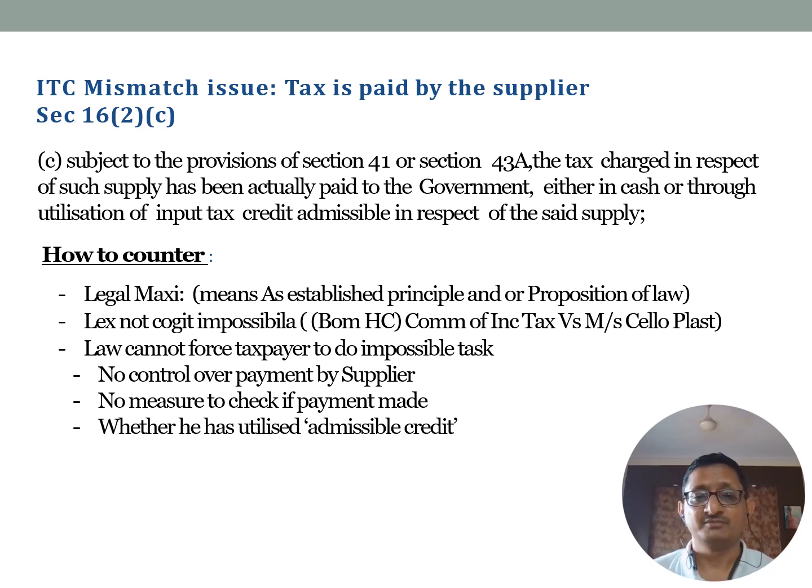So how can a business survive in such a scenario? There is no control over the payment by the supplier, and no measures to check if the payment has been done. There is no portal facility provided by the GST department to check whether he has utilized the admissible credit, and no portal given to the recipient to check whether the supplier has filed GSTR-3B properly with proper legal ITC and paid to the GST department.